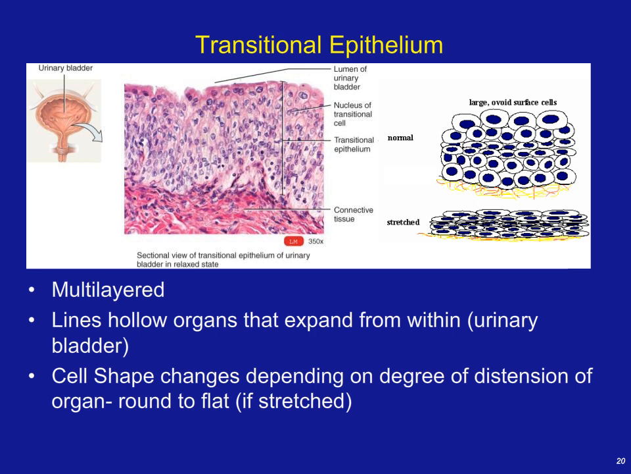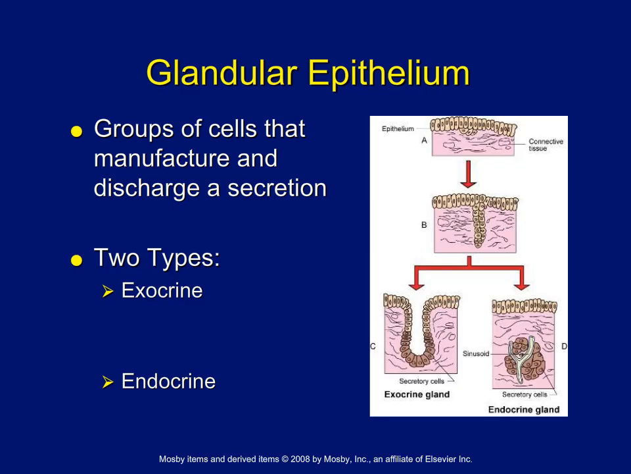And so we classify it as a transitional epithelium because depending on when you look at it, it may look stratified squamous or it may look stratified cuboidal. So instead, we just call it a transitional epithelium. Now, up to this point, we've been talking mainly about epithelia that cover or line different organs in the body.